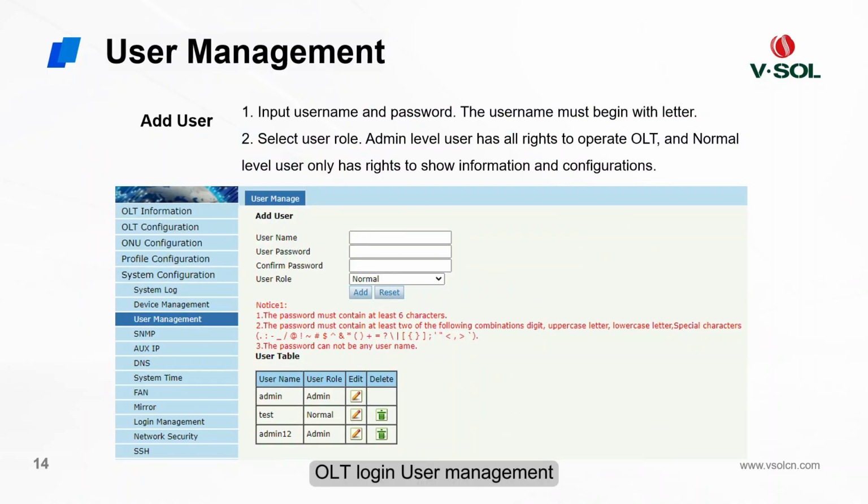OLT login user management. If some technicians need to maintain the OLT, you can create different login users for them. The username must begin with a letter, must contain at least 6 characters, and at least 2 types of characters. There are 2 kinds of roles, admin and normal. Admin level user has all rights to operate the OLT, and normal level user only has rights to show information and configurations.